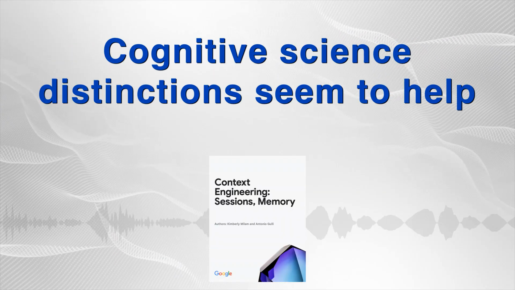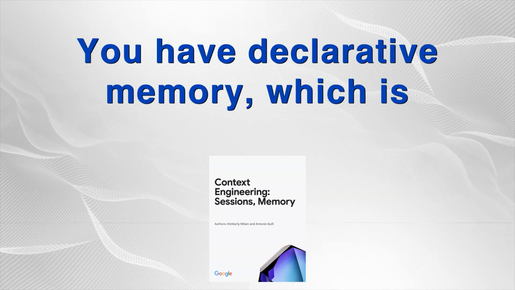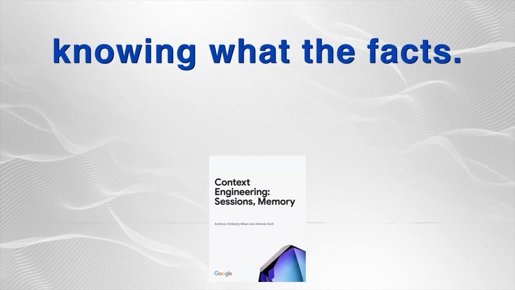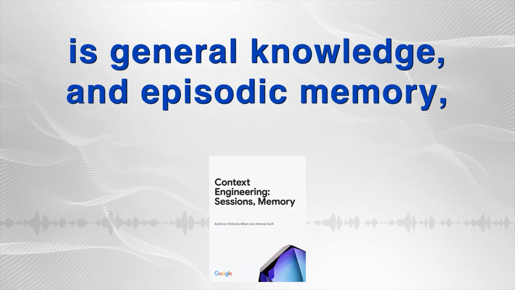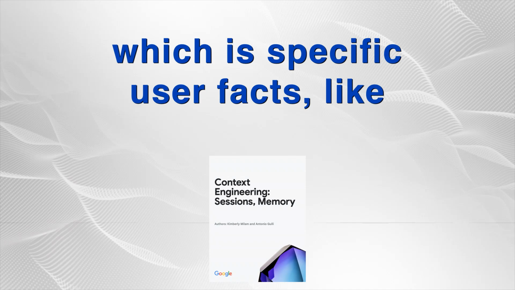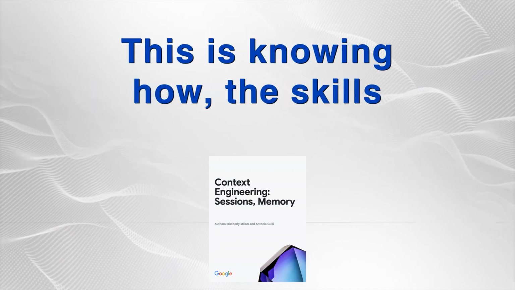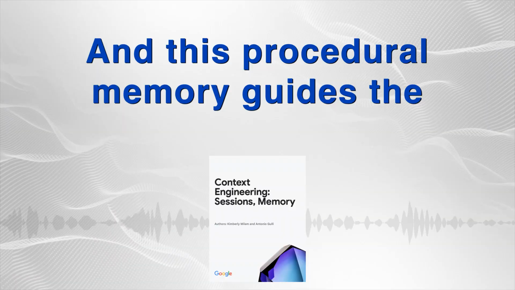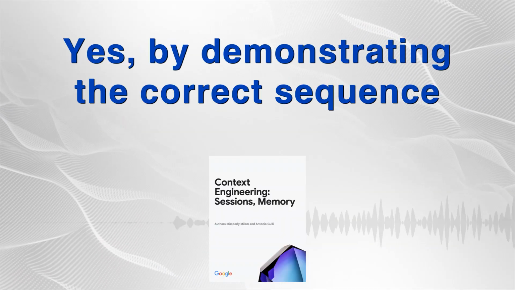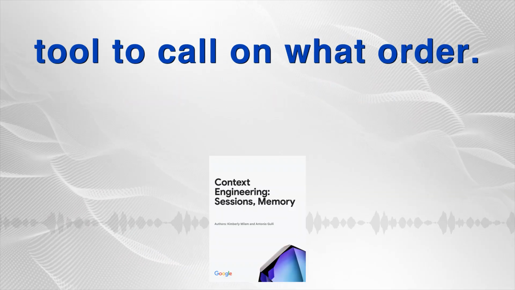Cognitive science distinctions seem to help categorize the data we store. They do. They give us a framework. You have declarative memory, which is knowing what, the facts. This splits into semantic memory, which is general knowledge, and episodic memory, which is specific user facts, like their address. Then you have procedural memory. This is knowing how, the skills and workflows. And this procedural memory guides the agent's actions. Yes, by demonstrating the correct sequence to perform a task, like which tool to call in what order.